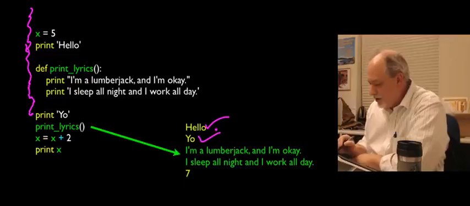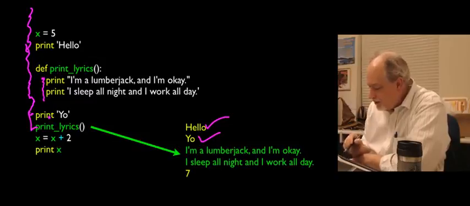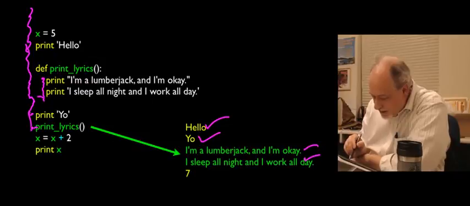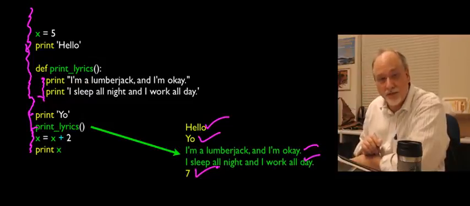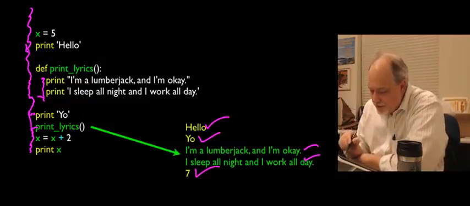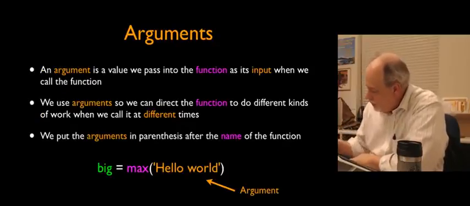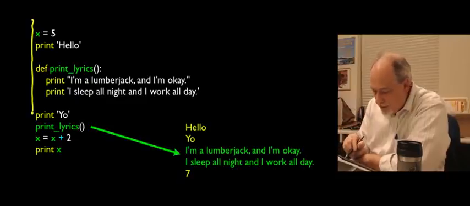Okay, then it says print yo. Then it calls the function print lyrics, which sort of stops us here, runs these 2 lines of code, so out comes that and that. Then it sort of finishes this and it comes back, x equals x plus 2, then it prints x, that must mean x is 7, and so out that comes. And so again, on the first time through, it doesn't print, but then when it hits this, it prints.